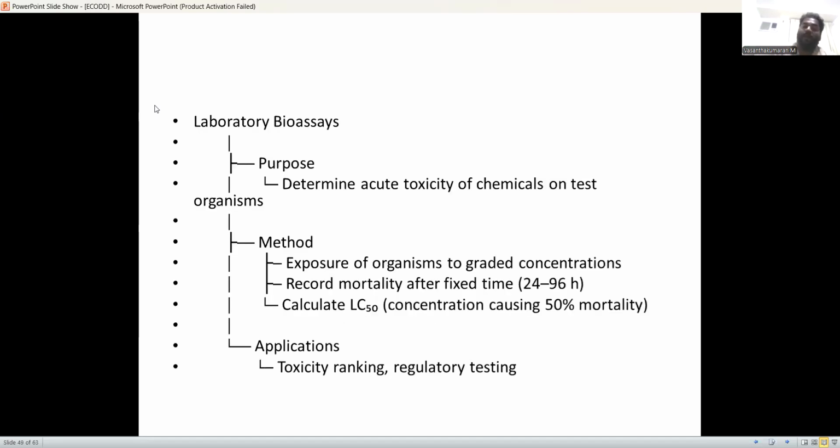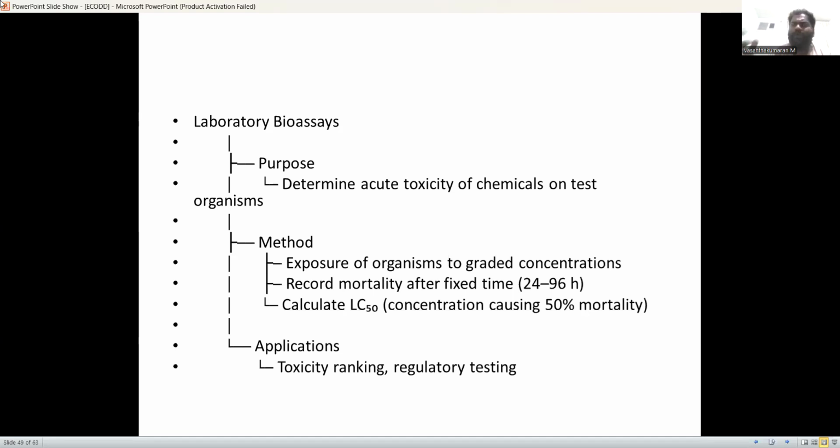Coming to the laboratory part, as scientists, research scholars and researchers, we should do our part in laboratory conditions, in laboratory bioassays. We should determine the chemicals' acute toxicity on the organism. We should know the exposure time and the graded concentrations, and the dosages which affect the animals. We should assess all those things and record the mortality in a fixed time. As I said yesterday, LC50 and LD50 are mainly the mortality rate.